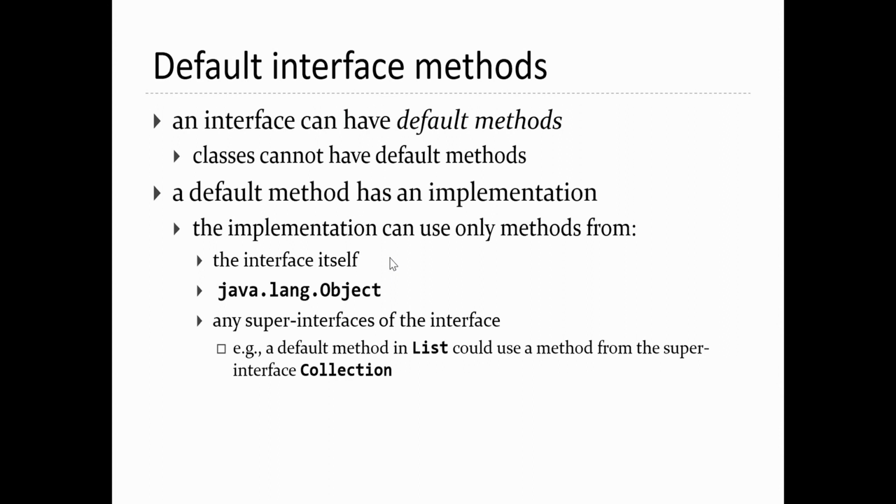Now, it turns out you can also use the methods from java.lang.Object, but it's a little bit odd if you do so. You can do that because every object gets the methods from Object. So if you happen to have a default method where you only need the methods from Object, like toString or equals or hashCode or something like that, then you can implement it here. And then you're also allowed to use any methods from what are called the super interfaces of the interface. We're not really ready to talk about these yet, though.